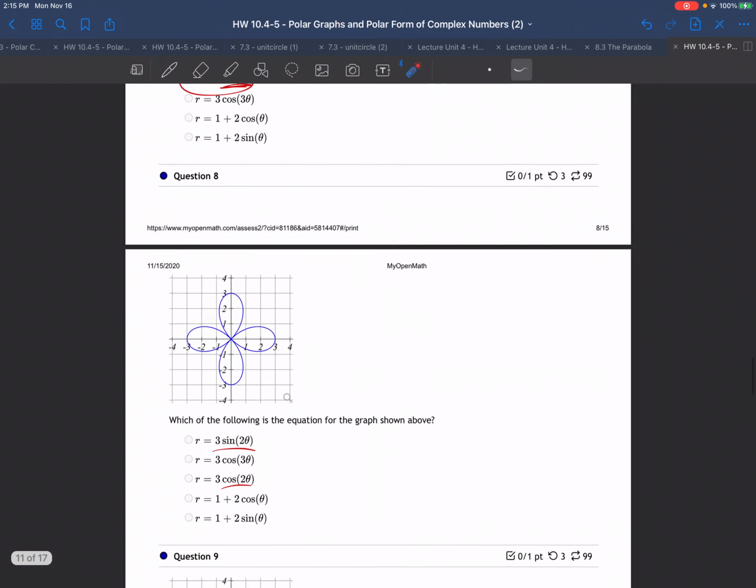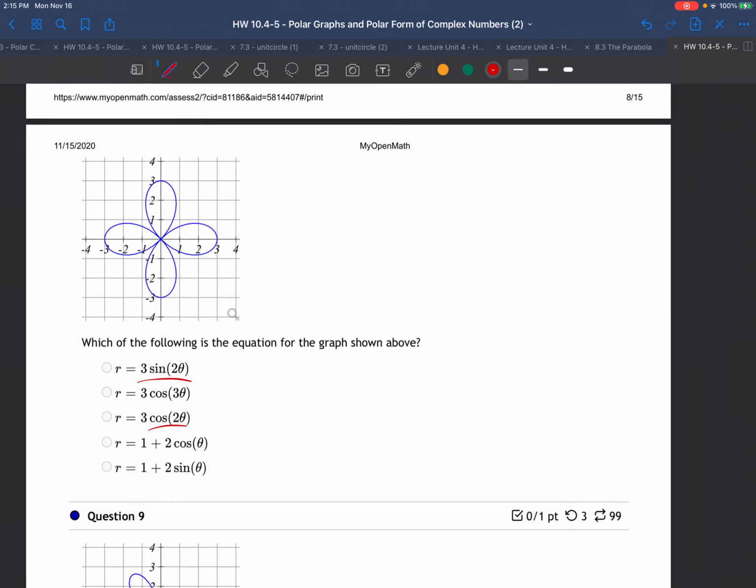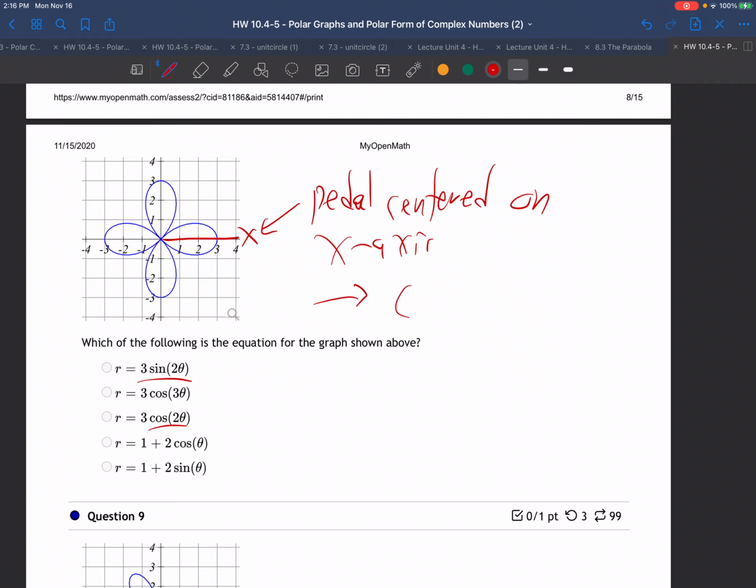So what do we have here? This petal, this is the x-axis. So notice the petal of the rose right there is centered on the x-axis. So what does that mean? It must be cosine. It must be the cosine of 2 theta. It must be this one, because it's centered on the x-axis.